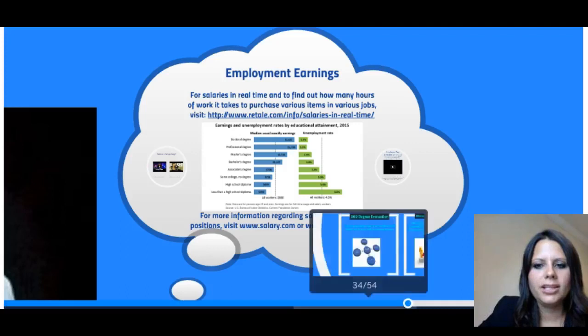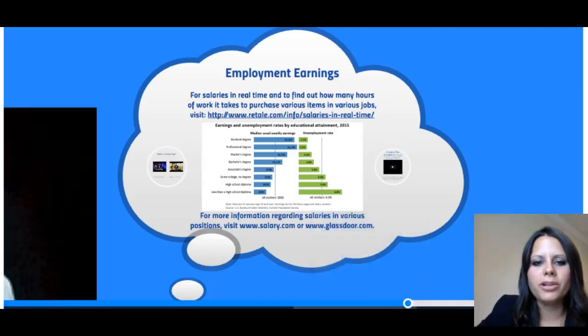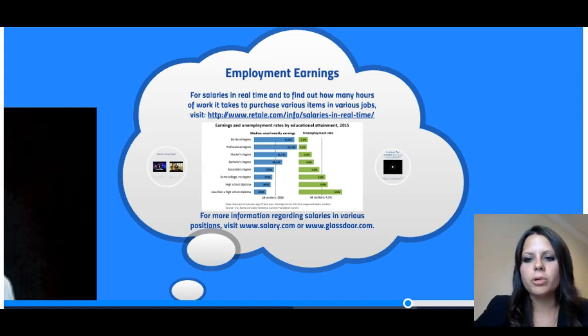So talking more now about employment earnings. I really encourage you to try to gauge what the salary might be in a field of interest for you by using resources like www.salary.com or www.glassdoor.com. These help give you some insight on the job you might be in and what the potential pay would be. So especially if they ask you how much do you want to get paid in an interview, you kind of know the range and know what to expect.